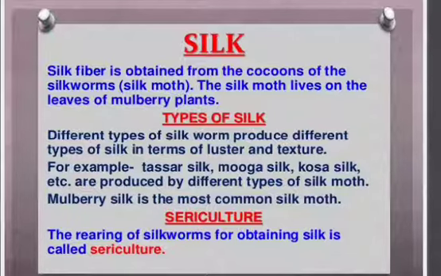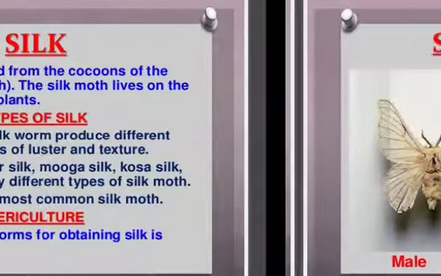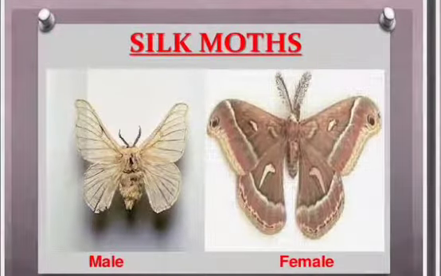Sericulture. The rearing of silkworms for obtaining silk is called sericulture. This is the artificial process in which silkworms are reared for obtaining silk. This is the picture of silk moths.